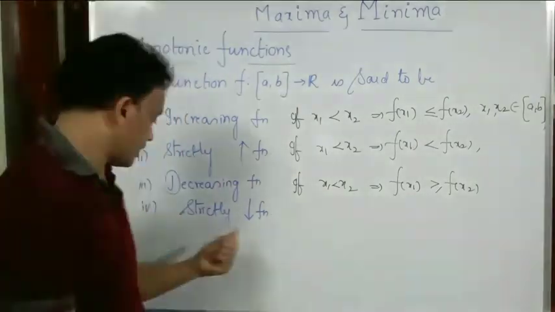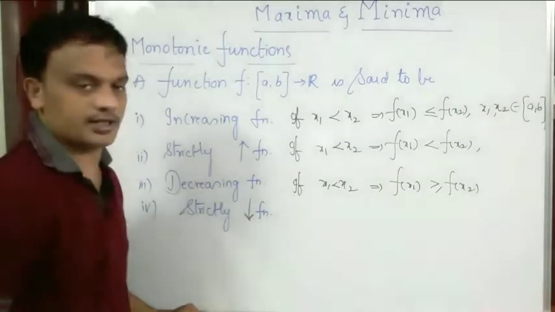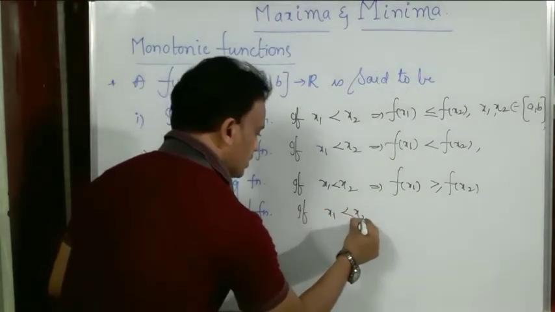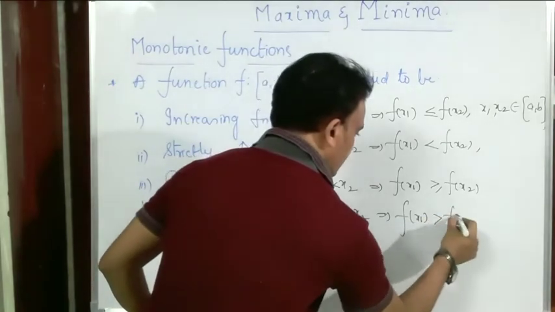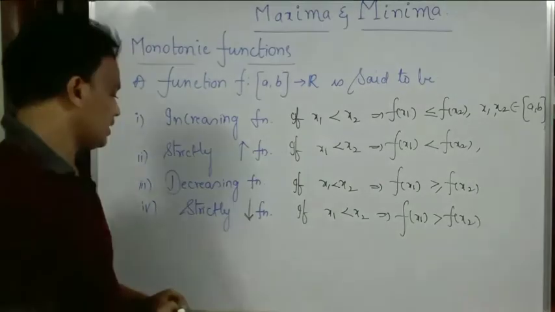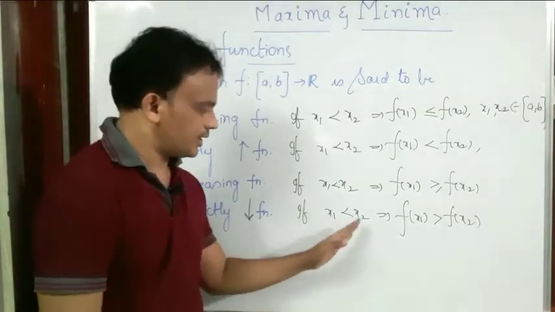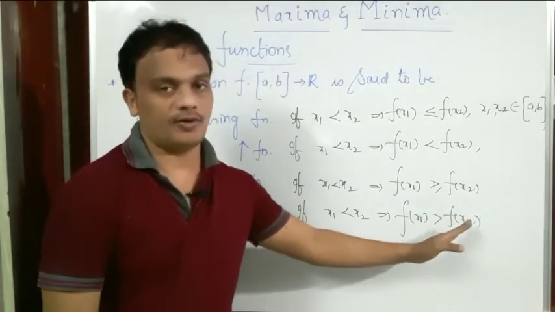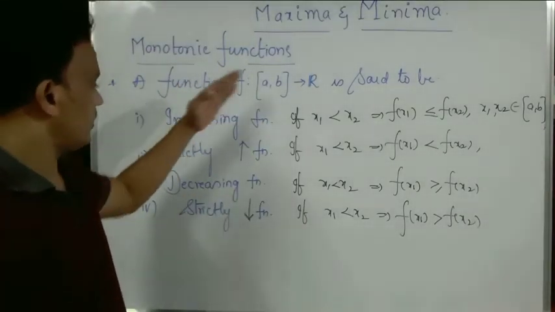When can you say the function is strictly decreasing? Downward means nothing but decreasing. The condition is, if x1 is less than x2, that implies f of x1 is greater than f of x2. Then I can say the function is strictly decreasing. Here x1 is less than x2, but f of x1 is greater than f of x2. So, that is about monotonic functions.